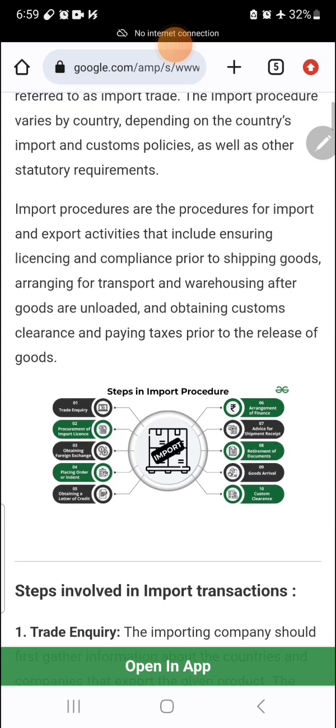Steps in the import procedure. Let's tap on it and see it in a nutshell. 1. Trade inquiry. 2. Procurement of import license. 3. Obtaining foreign exchange. 4. Placing order or indent. 5. Obtaining a letter of credit. 6. Arrangement of finance. 7. Advice for shipment receipt. 8. Retirement of documents. 9. Goods arrival. 10. Custom clearance.